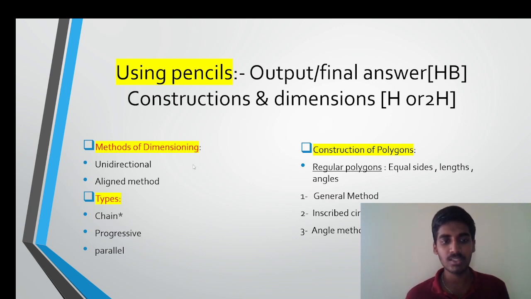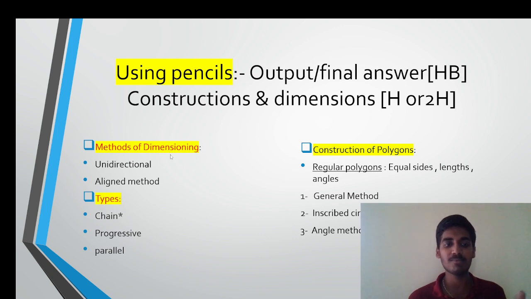Today we will see construction of polygons. Methods of dimensioning I'm skipping because it's not possible to explain here. It can be explained on a drawing board. I can't explain it on the laptop, it is impossible. But I'll explain you the types.